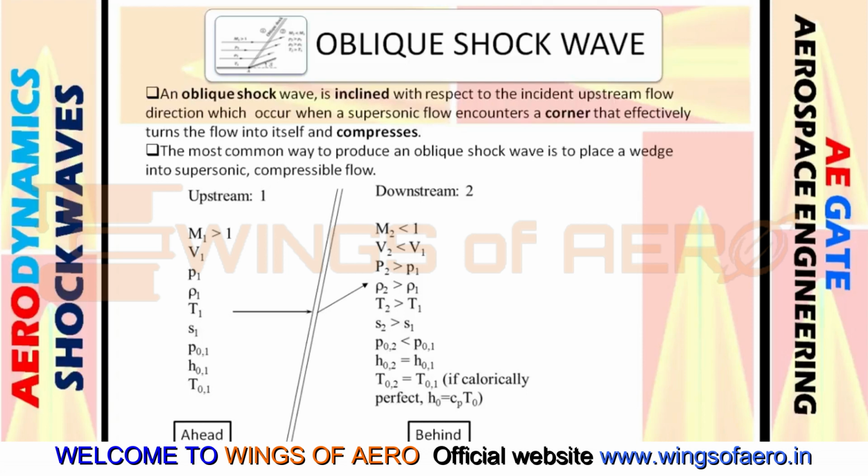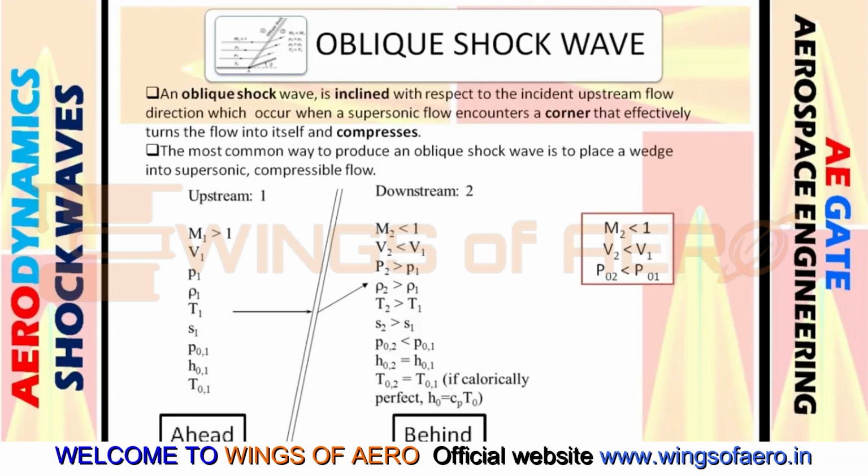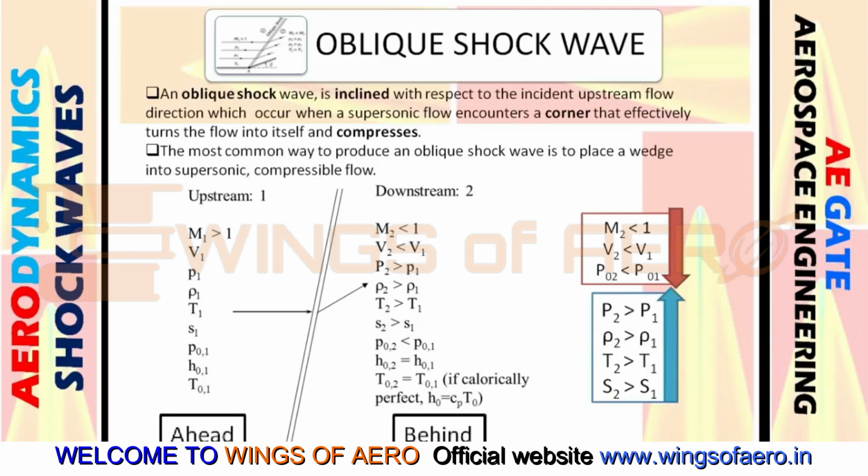So these are the upstream properties and downstream properties. From the upstream properties, all these properties are going to change when the flow moves across the oblique shock wave. So let's see what the changes in the properties are in oblique shock wave. You see the Mach number, velocity, and the stagnation pressure, what is happening? They are decreasing in nature. Whereas the static pressure, density, temperature, and entropy are increasing in nature, the same as the normal shock wave properties.